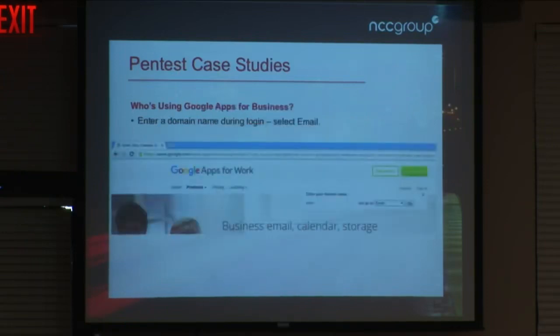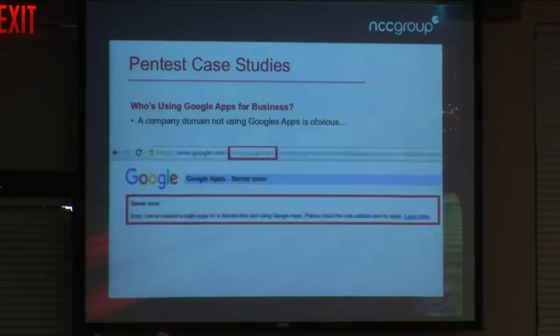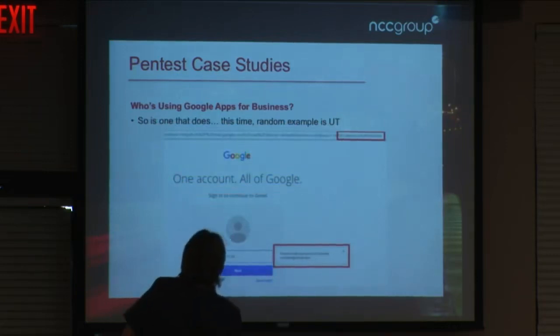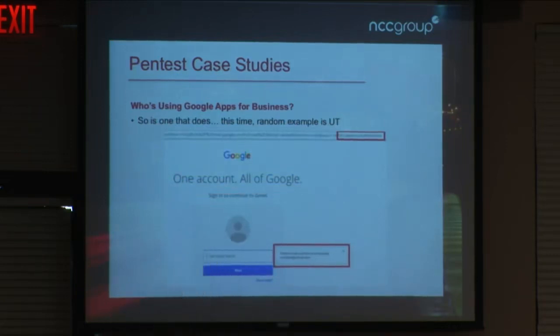You can do the same thing with Google Apps for Business, right? When you go to Google Apps for Business to log in, you see where it says enter your domain name here and go to email. That's what you do. nccgroup.trust, that's our domain, we don't use it. So you get an error message, right? Somebody who does use it, UT, you get the login page. So pretty straightforward, very easy for us to figure out if a company uses a cloud service email.